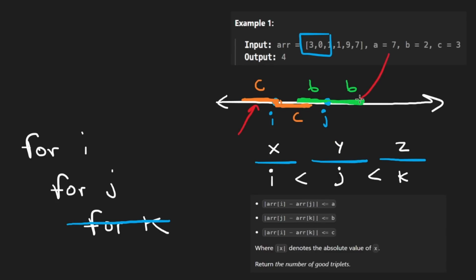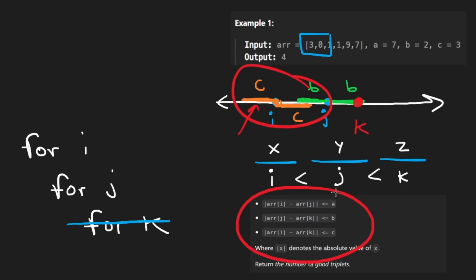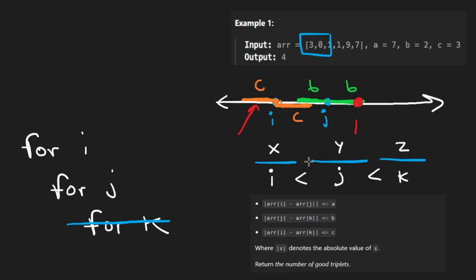Now, what if I put my k value over here? Just tell me for a second, if I put my k value over here, is that valid or is that not valid? Well, it definitely satisfies the green condition, the second one. It does not satisfy the orange condition though. Remember, all of the conditions have to be satisfied. So once you realize that, you realize that it's the intersection that we care about over here.